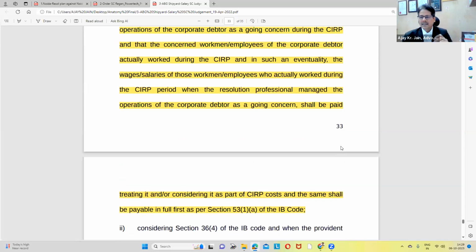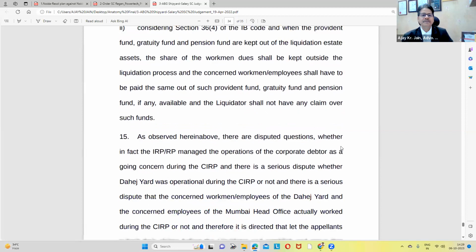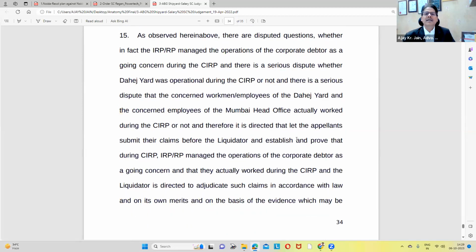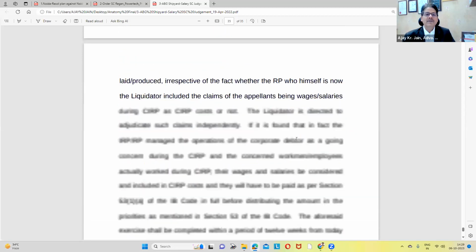So here the question came before the Supreme Court whether the CD was a going concern or not, whether the RP managed the CD as a going concern. Here the liquidator took the stand that the CD was not a going concern. But now come to the last para.